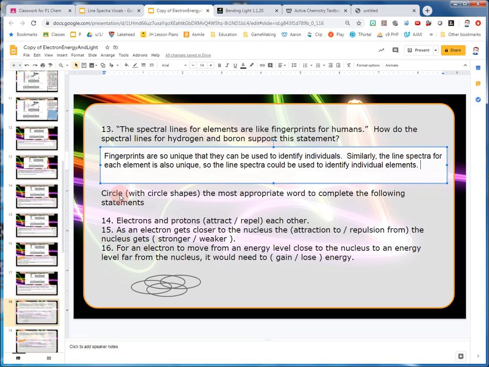And this is why we can say with certainty, this is how we know what stars are made of. We can't go there and collect samples and analyze them, but we can look at the light that is coming from the stars, and we can look at the fingerprints for each element, and we can say, oh, okay, we know exactly which elements are in that star.